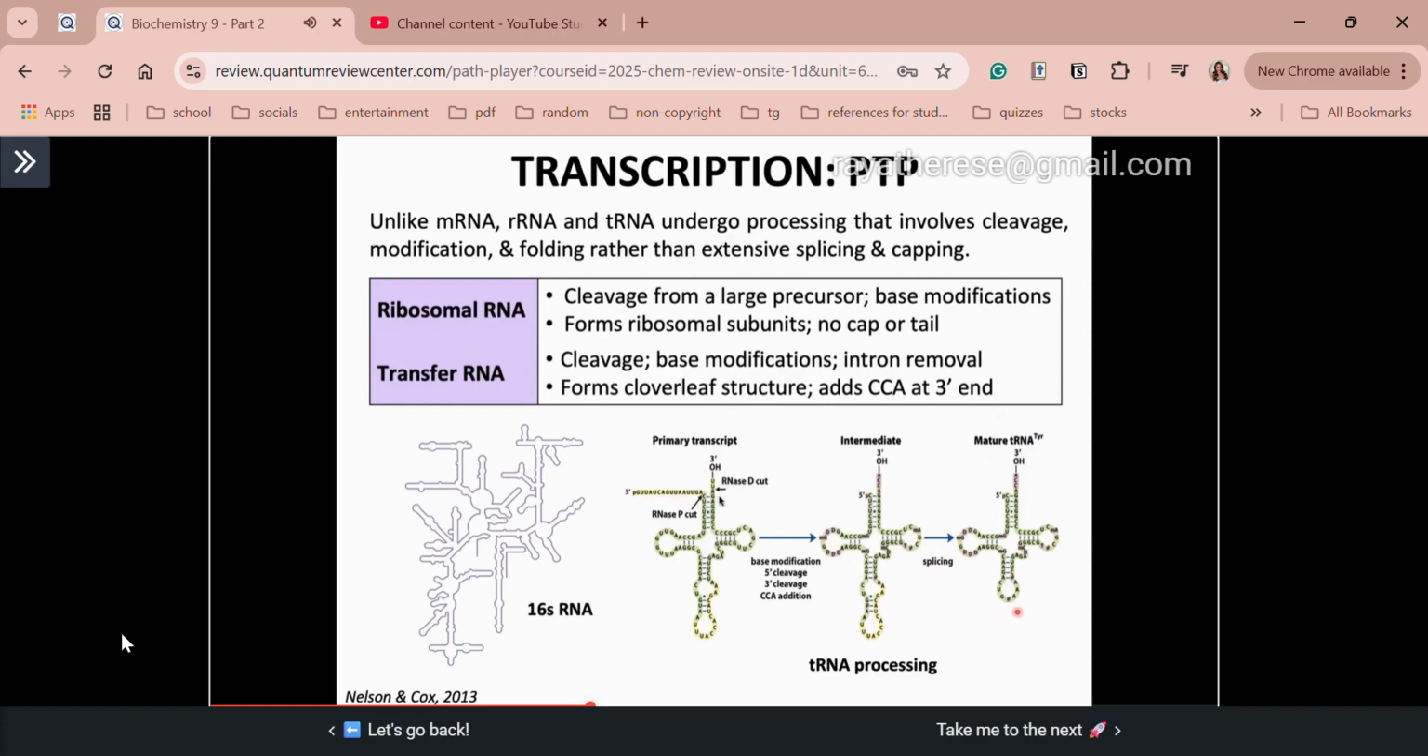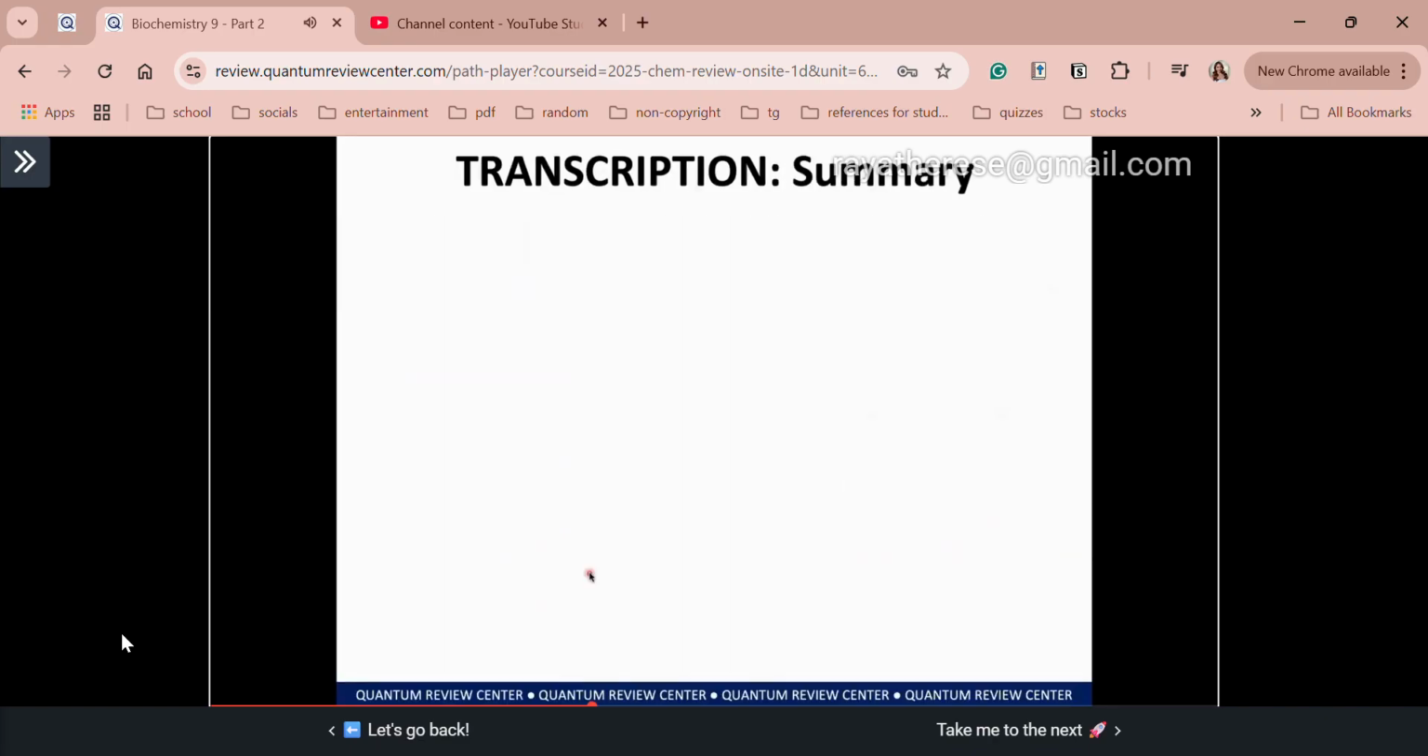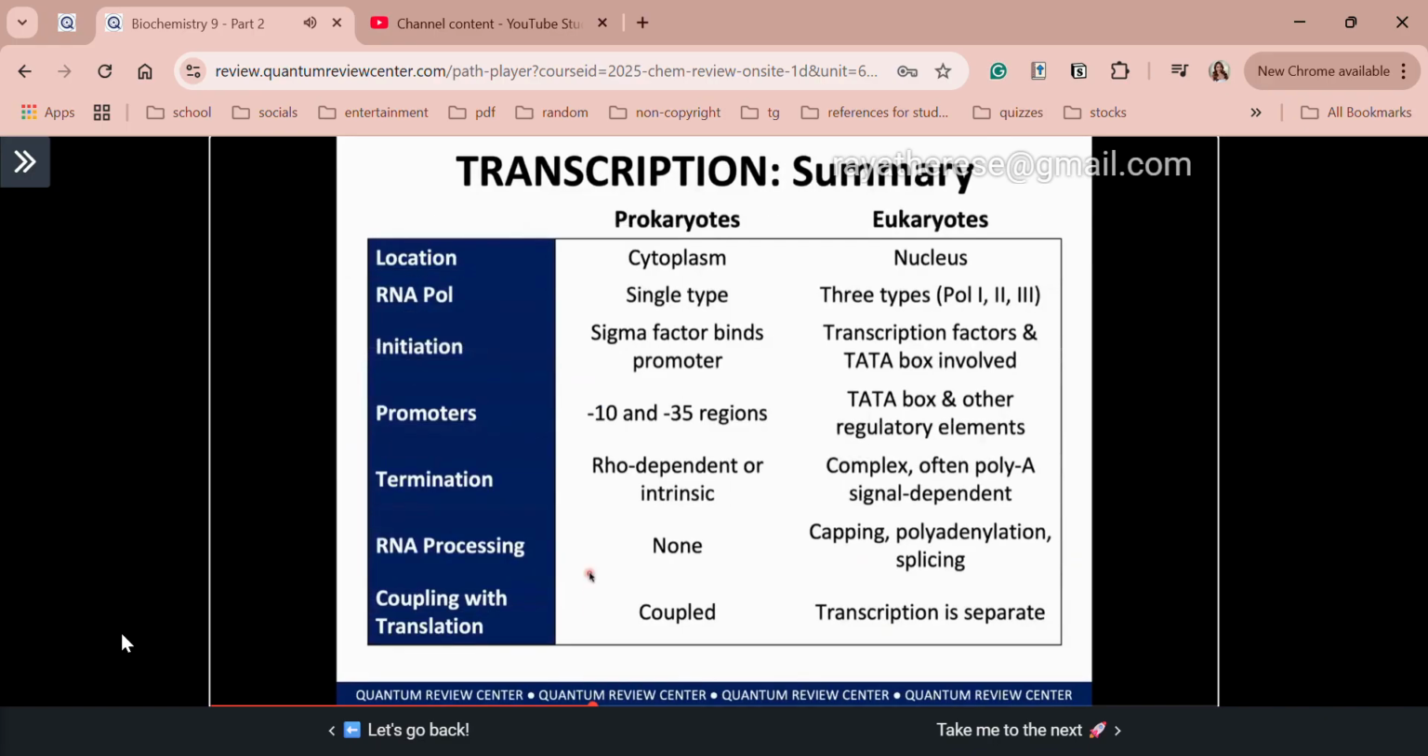Yes, sir, very familiar. All right, so class, we are already done with our discussion on transcription. Let's summarize the happenings on transcription. First, the location is very different: cytoplasm for the prokaryotes, and nucleus for the eukaryotes. For RNA polymerase, we only have one single type for the prokaryotes and three types for your eukaryotes. Remember, Pol 1 for rRNA, Pol 2 for mRNA production, and Pol 3 mainly for tRNA.